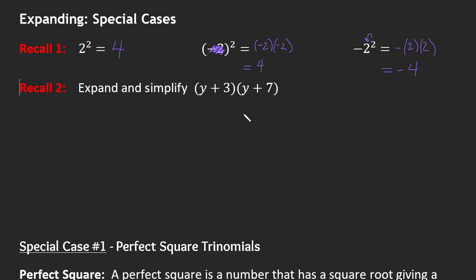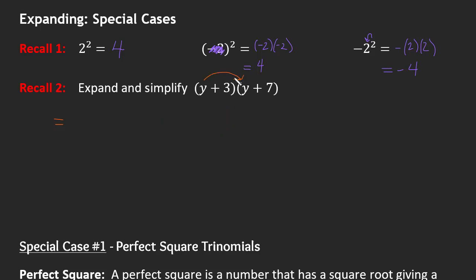And you can do that in a couple different ways. You can multiply the y times the bracket and then the 3 times the bracket. So you could say it's y times y plus 7 plus 3 times y plus 7. And then you would distribute the y into this bracket and the 3 into this bracket. And there's absolutely nothing wrong with writing it down like that and doing it that way. But some other people find it a little bit faster if they just do it individual item by individual item.